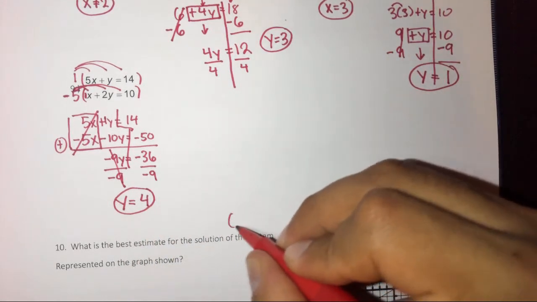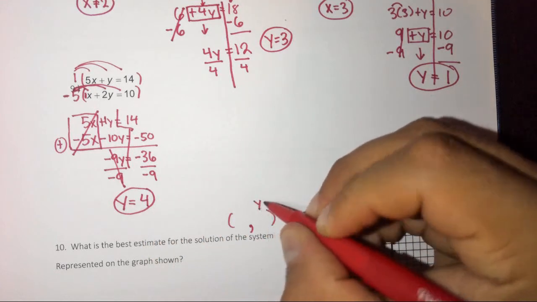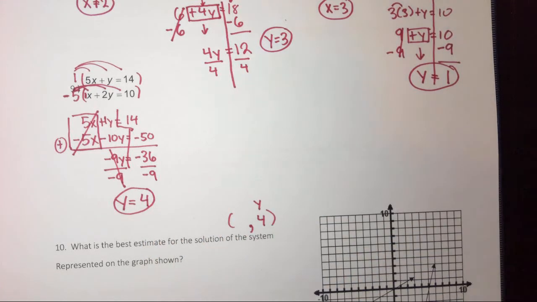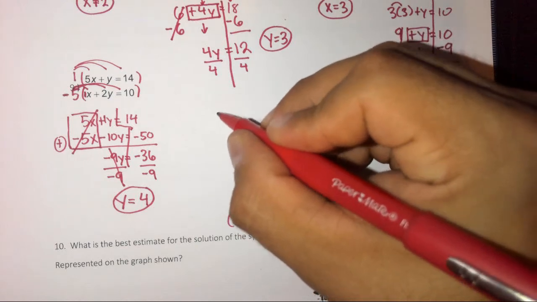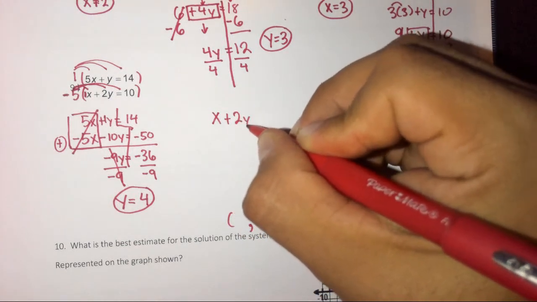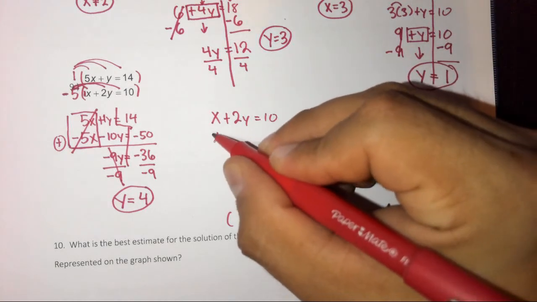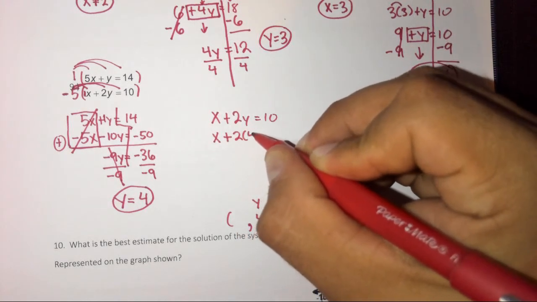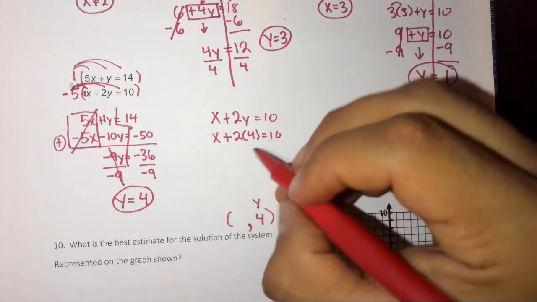So again, my point, this time I'll put my point down here. This time we found our y value first. So make sure that you're putting it into the right spot. Then we take that 4, we plug it back in. I think the easier of the two equations is the bottom one, so we'll do x plus 2y equals 10. I'll plug in the 4 in for the y, so that's going to become x plus 2 times 4 equals 10. 2 times 4 is going to give me 8.